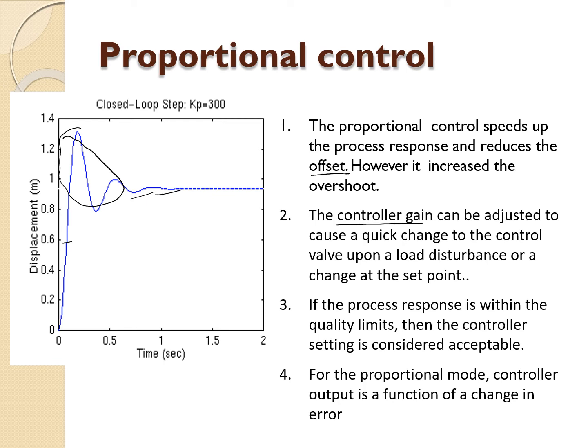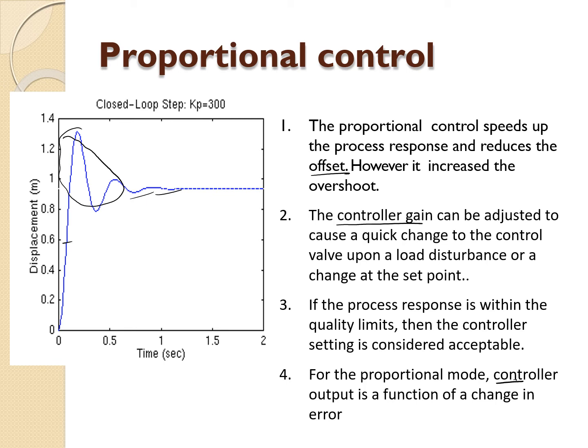Okay, lastly, for the proportional mode, the controller output is a function of a change in error. So basically, if we are in proportional mode and we tune the controller setting, the output of the controller itself will be a function of a change in the error, the deviation of the control variable from its set point.